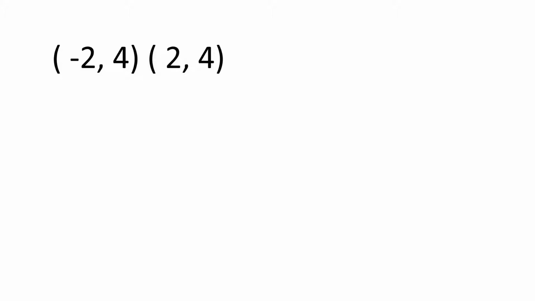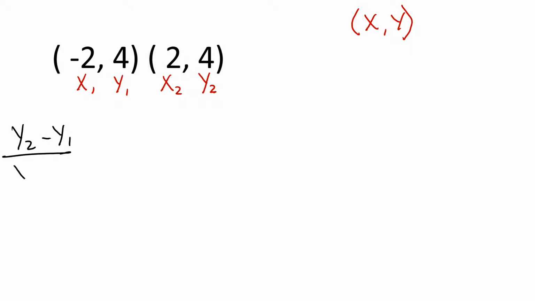So looking at this first problem, -2, 4 and 2, 4, we start by labeling the points. When you have a point, the x value is first and then y. So we label it x1 and y1 because that's point number 1, and then x2 and y2 because it's point number 2. Then we're going to use our slope formula, y2 minus y1 over x2 minus x1. The y2 value is 4, so it goes first, minus the y1 value, which is 4. The x2 value is 2, minus the x1 value, which is -2.